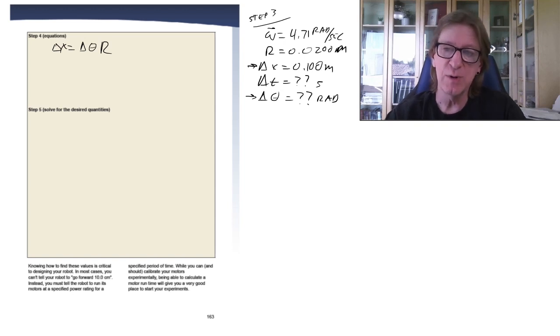And now I want to use my rotational kinematics. Now I have an angular velocity, and I've got an angular displacement, and I want a time. Which one of these is going to work for me?